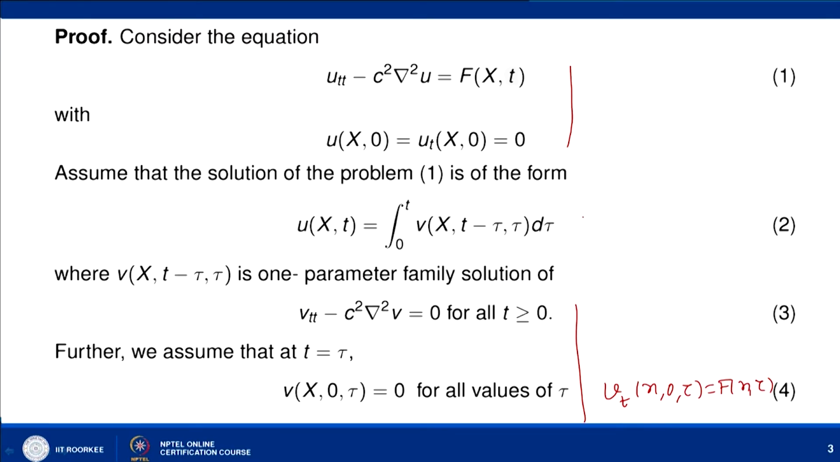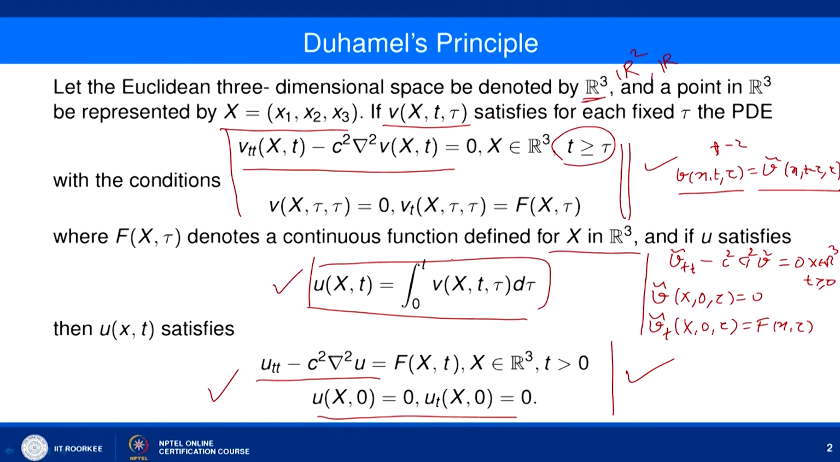That is what we are writing in equation number 2, that u(x,t) is given as the integral from 0 to t of V(x, t minus tau, tau) d tau, where V(x, t minus tau, tau) is a one parameter family of solutions of Vtt minus c square del square V equal to 0 for all t greater than or equal to 0, and the initial conditions are V(x,0,tau) is 0 and Vt(x,0,tau) is f(x,tau). So it is one and the same result. When we define u(x,t) as this, then V(x,t) will satisfy this equation, and it is valid for t greater than or equal to tau, and at t equal to tau the initial conditions are given.